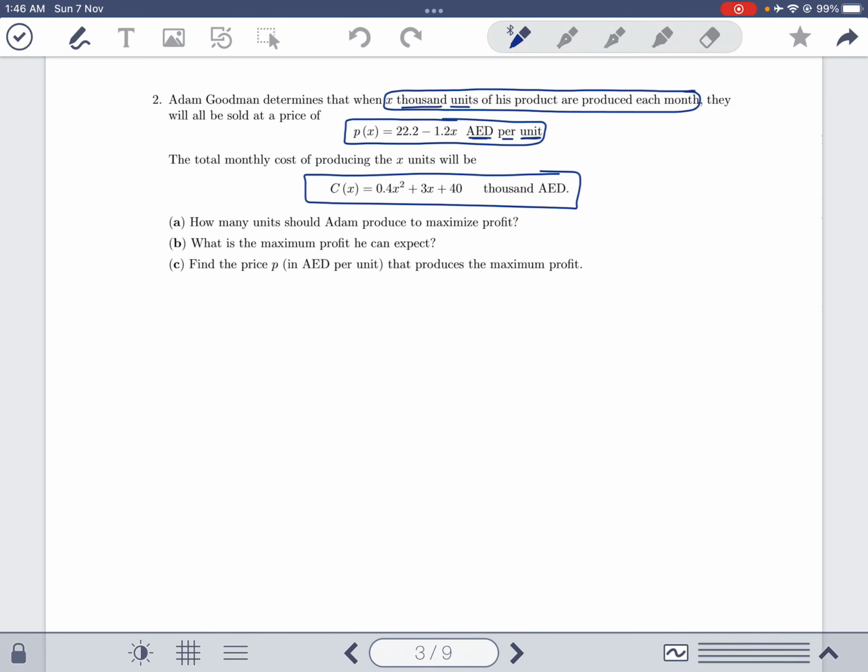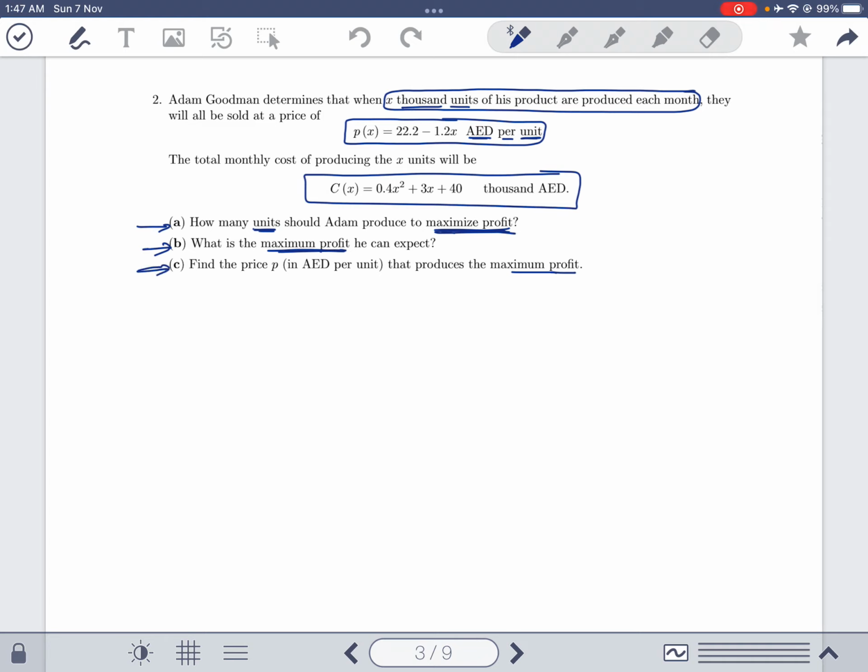So we expect what's going to happen. Either they will ask about the revenue or the profit. In this case, we see that they're asking about the maximum profit. They want to know how many units should Adam produce in order to get the maximum possible profit. Then what is the maximum profit in this case? So you know the number of units that will give you the maximum profit. Now replace that number in the profit function that we will now write and get what it is.